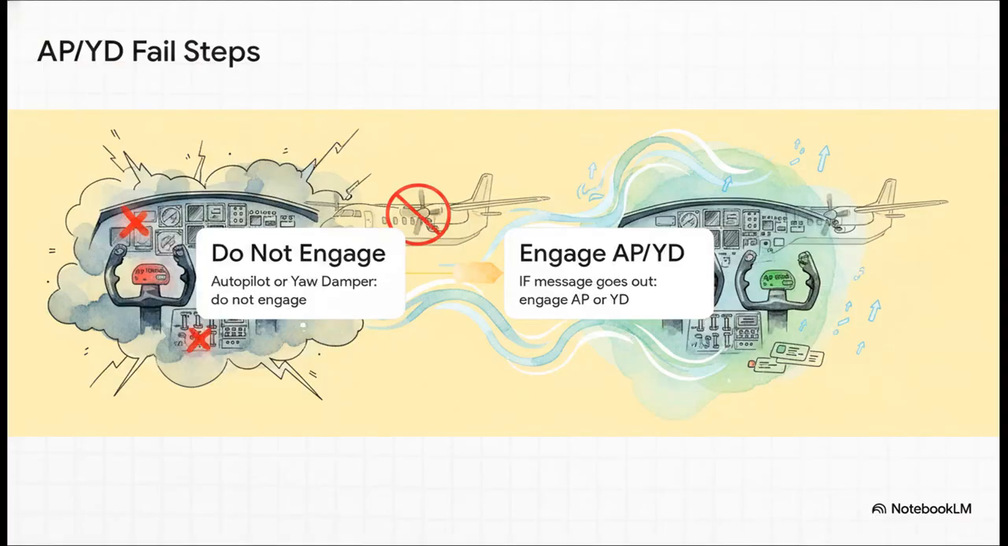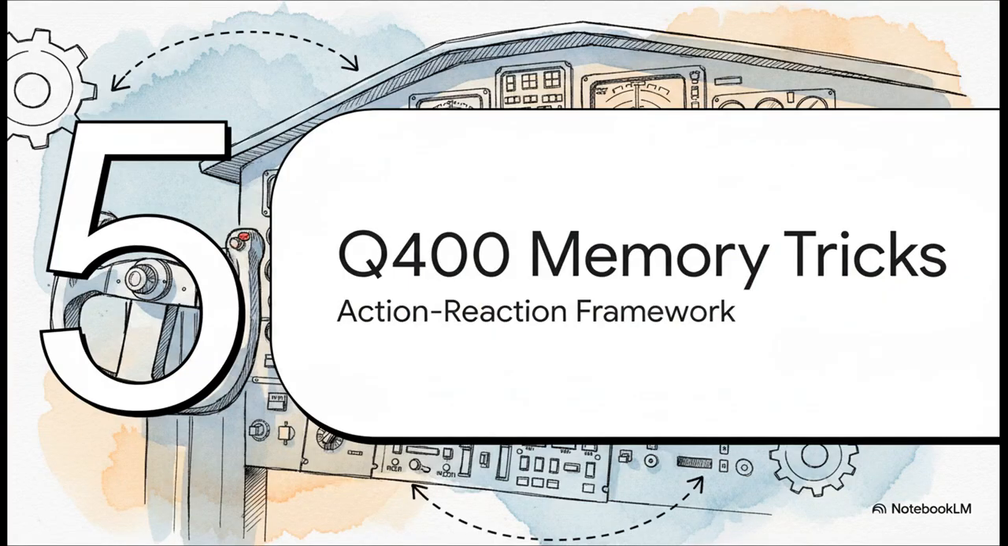Just like the isolated AP failure we literally just looked at, the procedure here is strictly hands-off. Step 1, do not engage the autopilot or the yaw damper, period. Step 2, if the message goes out, you may engage the autopilot or yaw damper as required. It is absolutely vital to adhere purely to these steps without complicating the procedure. Less is more here.